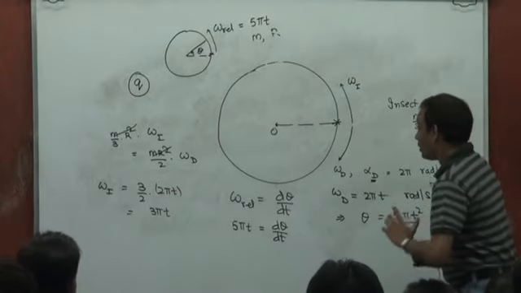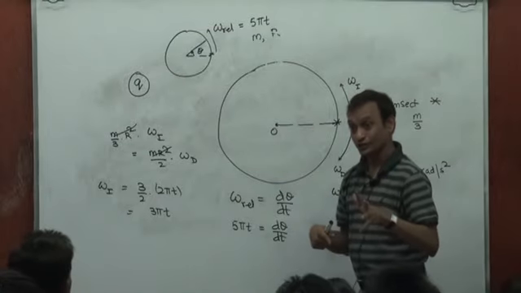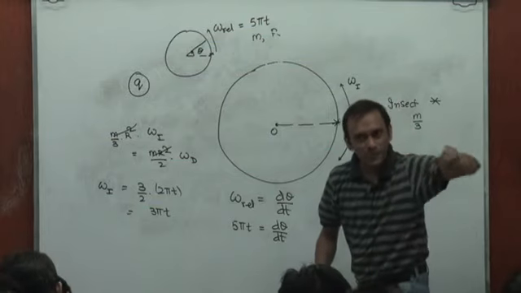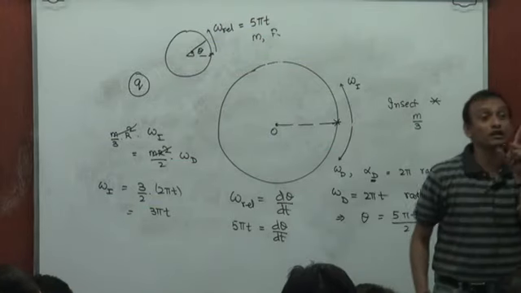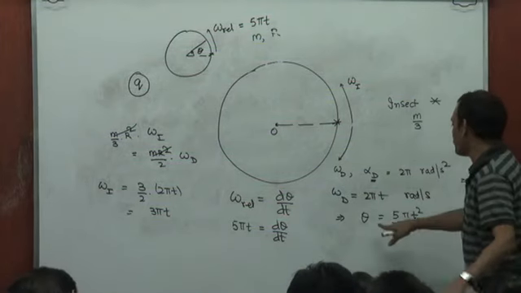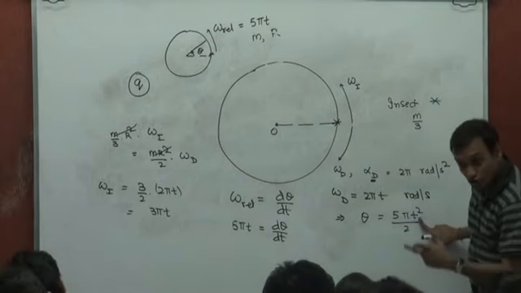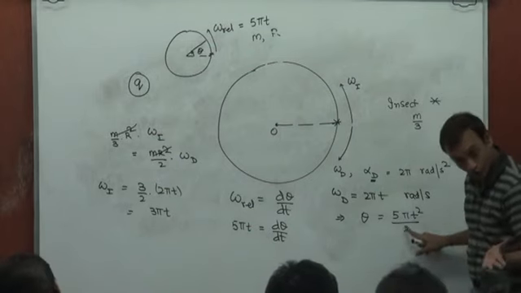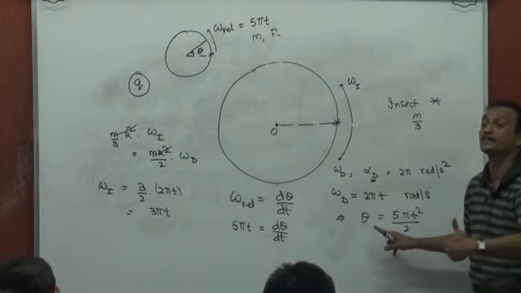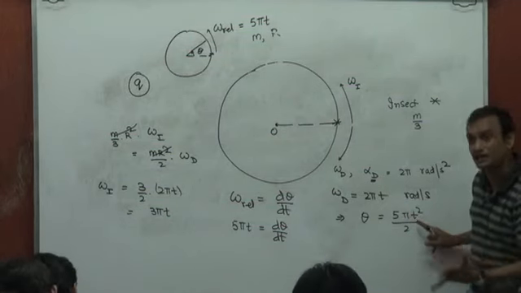Right? Now, when the insect comes back to the same point on the disk, then the theta with respect to the disk must have been 2 pi. When the insect comes back to the same point on the disk, then the angle that it has described with respect to the disk must have been 2 pi. So if you put theta equal to 2 pi, you will get the time when the insect arrives at the same point on the disk. Then you will get the time t at which the insect arrives at the same point. Just put theta equal to 2 pi, then you will get the instant t required.